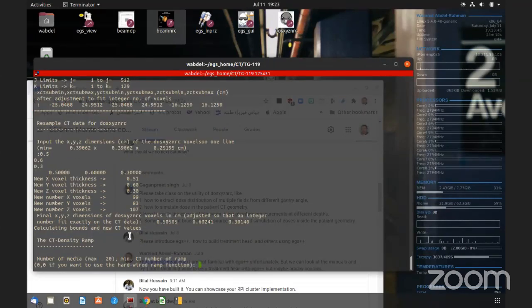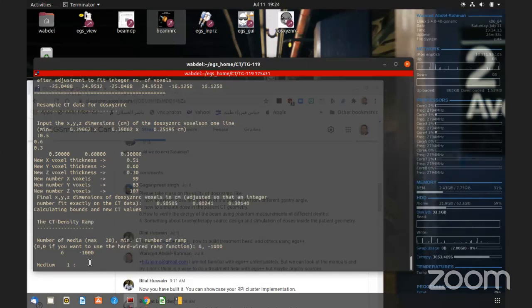Now, if I want to do it manually, I would say, for example, okay, this is number of media. Okay, maximum I have 20. Minimum CT number of RAM. So I need to put how many materials I'm going to use. Suppose I'm going to use 6. Okay, and then the minimum CT number I'm going to put, let's say, -1000.